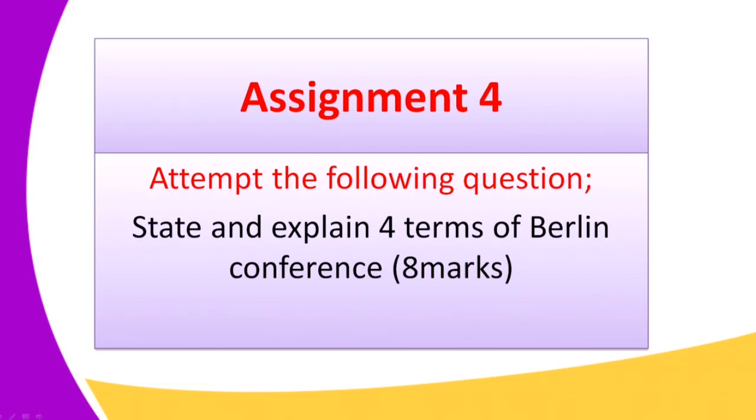One, the principle of effective occupation. This means that any European power that had a claim on African territory was required to show proof of effective occupation. Another term is the spheres of influence. It meant that all the European nations that had an interest in a particular colony in Africa were supposed to notify others. This was the principle of notification, to avoid any conflict that could emerge among the European nations.